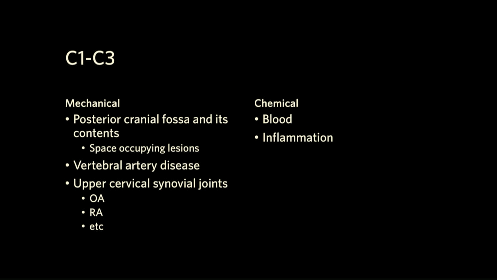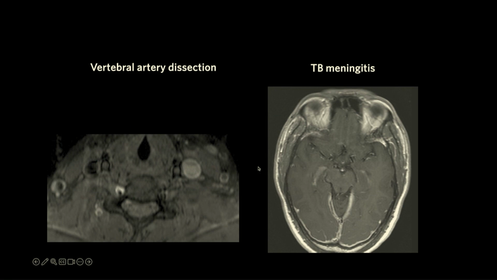So again, this is part of my checklist: mechanical, chemical causes. Again, you have space-occupying disease, vertebral artery disease, and then synovial joint disease in the upper cervical spine. So I'm always looking for that. A couple of examples: vertebral artery dissection. We know that gives that classic occipital headache.